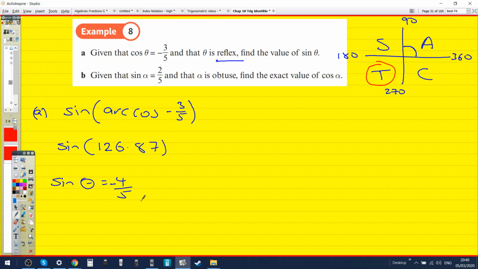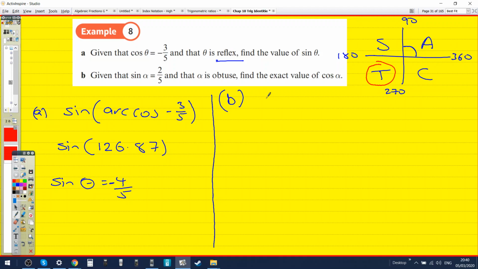Okay. So our calculator kind of helped us a bit too much. It gave us the principal value when really what we're looking for is this one. And so use that idea for part B. Sine alpha equals 2 over 5, and alpha is obtuse. So obtuse is greater than 90, right? Yes, between 90 and 180, I believe. Okay. So find the exact value.